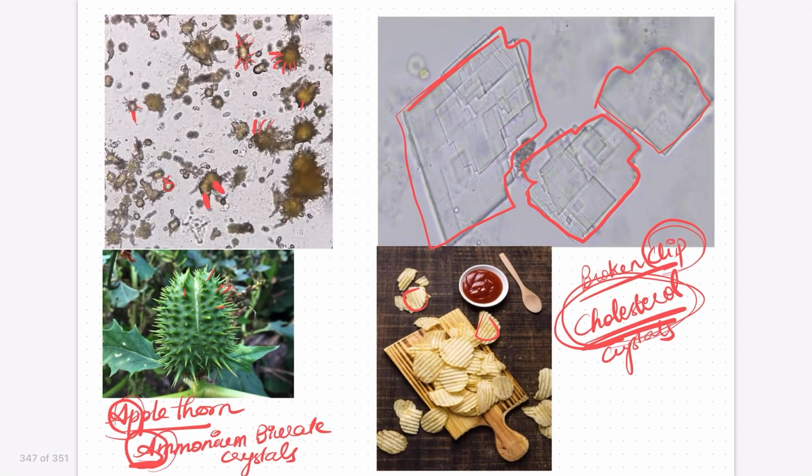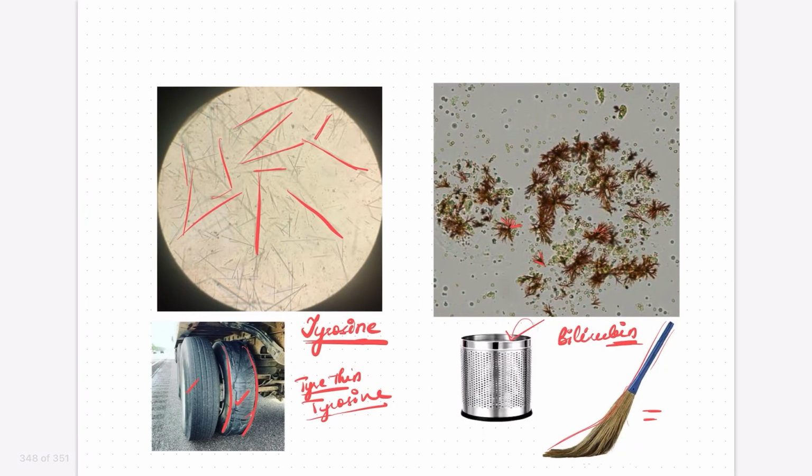The apple thorn appearance is ammonium biurate crystals. Broken chips cause cholesterol crystals. Long thin needles, tire has become thin, is tyrosine. And pigmented needles are seen in bilirubin: pigmented brown needles thrown into the dustbin. The broomstick gives out brown thin needles as wastage while sweeping, which is thrown into the dustbin. So bilirubin has brown colored thin needles.